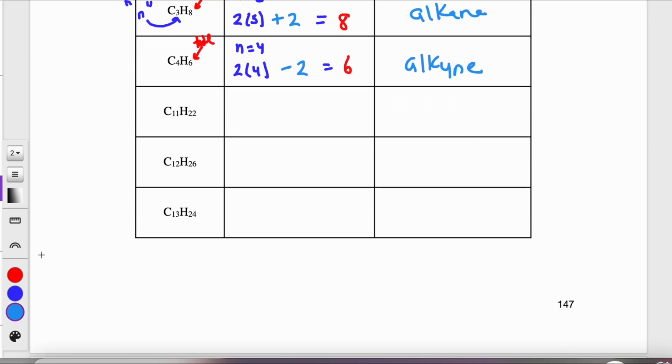Okay, looking at another example here. Here's my N. So N equals 11. So it's 2 times 11. And my total this time has to be 22. And 2 times 11 naturally equals 22. I don't need to add 2 or subtract 2 from this product. So I understand that this is the alkene.